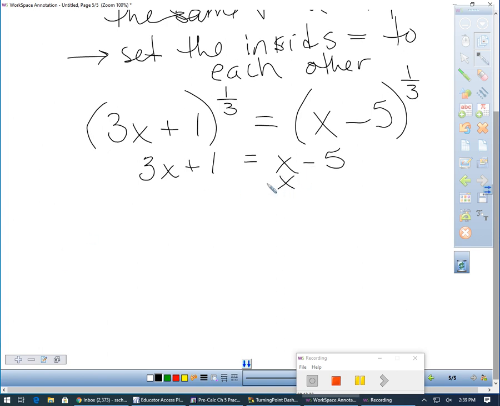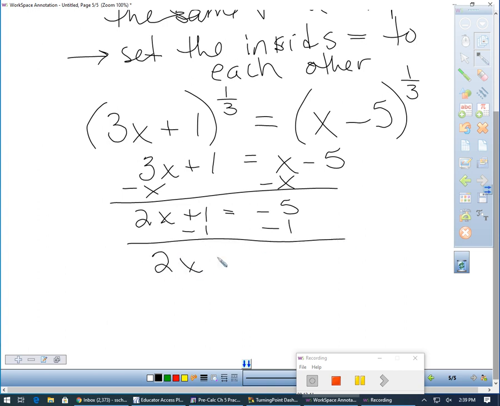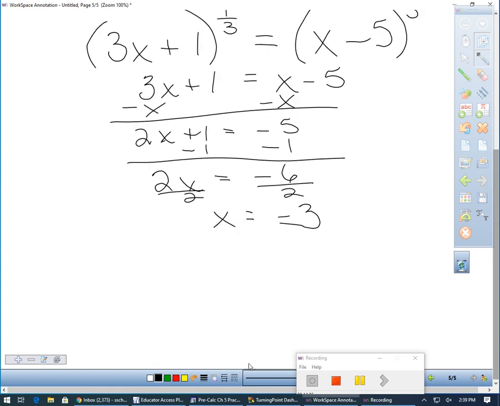So we subtract x from both sides. So we have 2x plus 1 equals negative 5. Subtract 1 from both sides. We get 2x equals negative 6. Divide by 2. And we get x equals negative 3. So when you get those one-to-one functions, you just set the insides equal to each other. Okay? So let's look at one of those. All right, so here's example number 3.